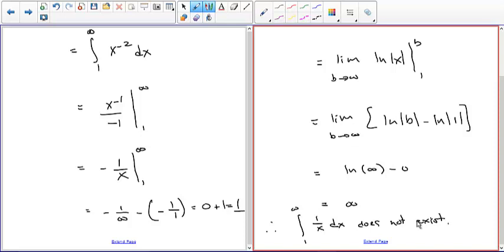Even though the integral of 1 over x to the 1.00001 power does exist, the 1 over x to the first power does not exist. And it's because when you take the limit of this expression, the natural log of infinity is smaller than infinity, but it's still infinity. So it still does not exist.